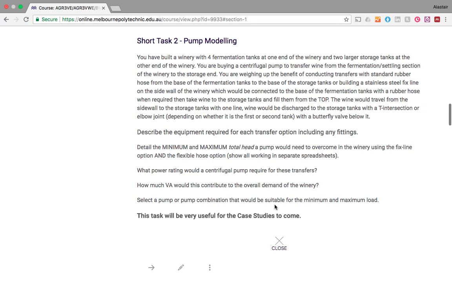So we need to work out the minimum and maximum total head for both options. What's the power rating of the pump required? Well, our spreadsheet will give us that. And then how many volt amperes is actually required by this winery.